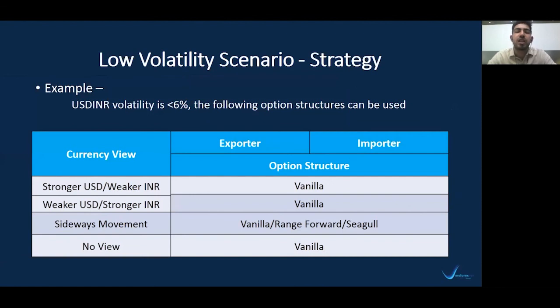A low volatility scenario in case of USD/INR is characterized by a volatility less than 6%. Now, it doesn't matter what view I have of the currency, if I'm expecting a stronger dollar or a weaker dollar in the future or a sideways movement, or if I have no view, across the board, the recommendation is of a vanilla option since it is the cheapest, and monitoring of a vanilla option also doesn't require much effort since it's not a structured option. Whereas in case of a range forward and seagull, I will have to do a bit more extensive monitoring.